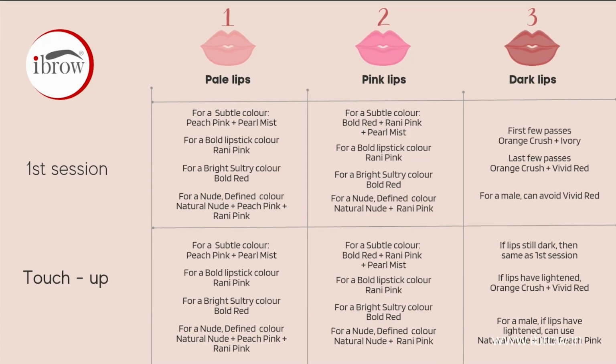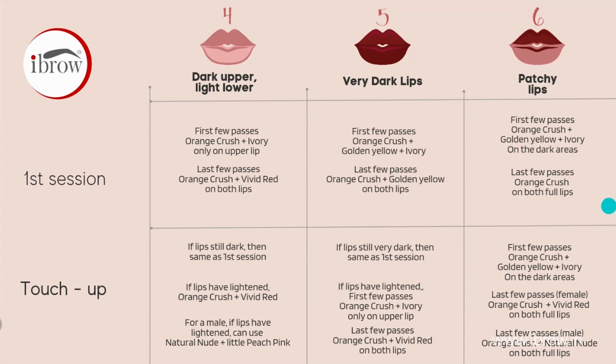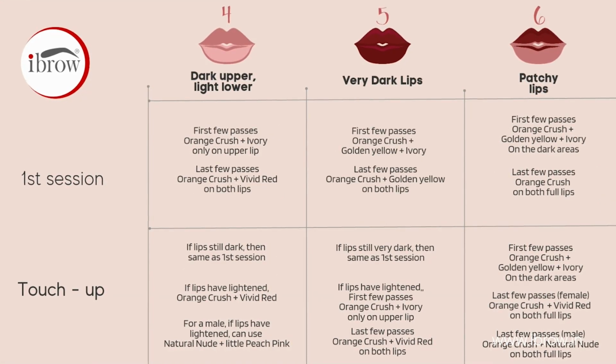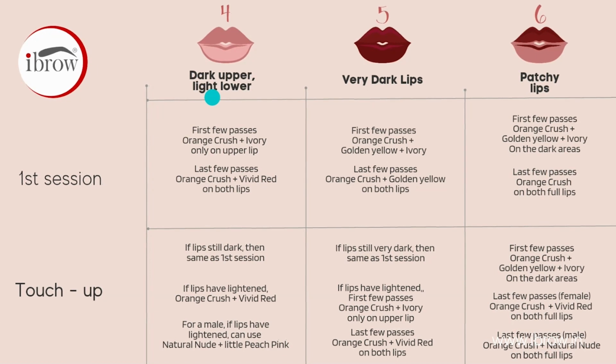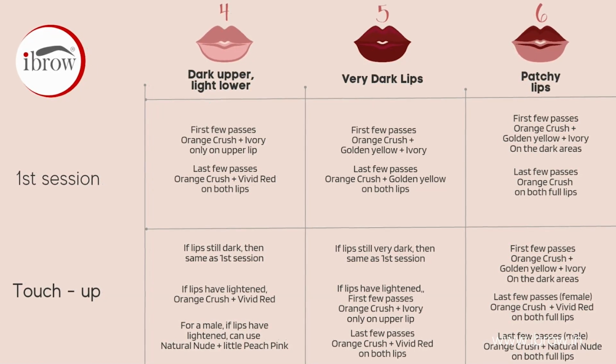Now we move to the next three lip types, that is lip type 4, 5 and 6. Lip type 4 is a dark upper lip and a relatively lighter lower lip. This lip type 4 is the commonest lip type that you will see in Indian females. A darker upper lip and a lighter lower lip.